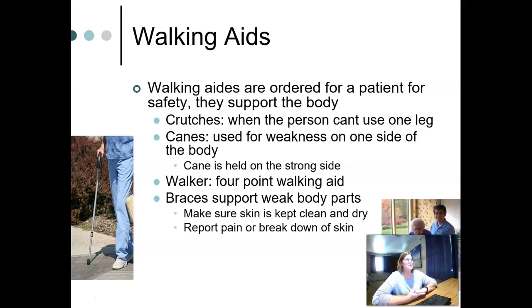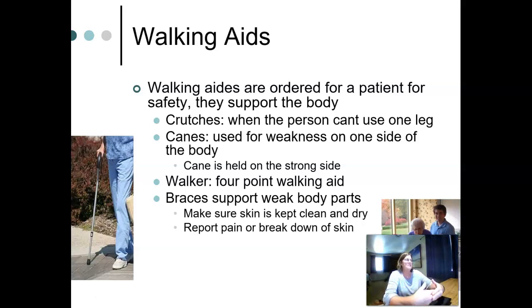And canes are used for weakness on one side of the body, and it is held on the strong side. So you would be on the weak side, cane on the strong side. And there are 4-point canes, or 1-point canes. And then walkers, there's either 4-point walkers where they actually lift up and move forward, or there's front-wheeled walkers where there's wheels on the two front legs of it, and that way the patient can just roll it and they can do a more natural walk.